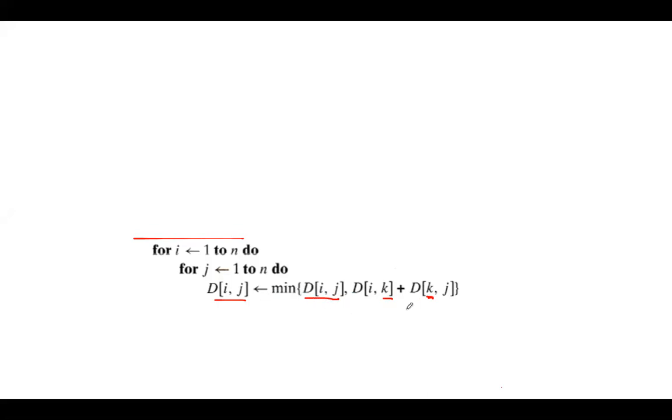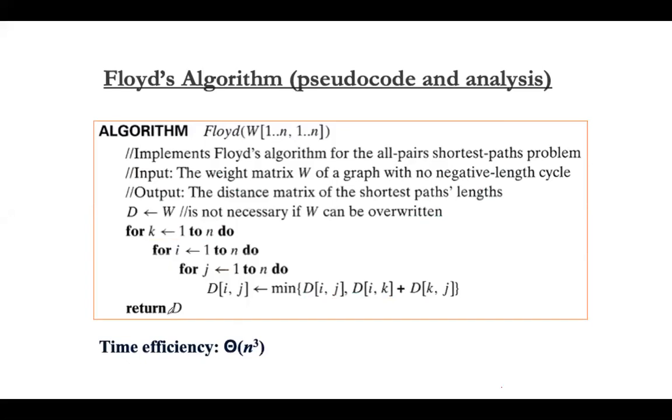And this is the formula for finding out the shortest distance. Is it clear? So the algorithm is this. If you return D, that is our output, the least distance matrix. Okay, this is Floyd's algorithm. The same thing is being used in this program. No particular new logic is introduced here.